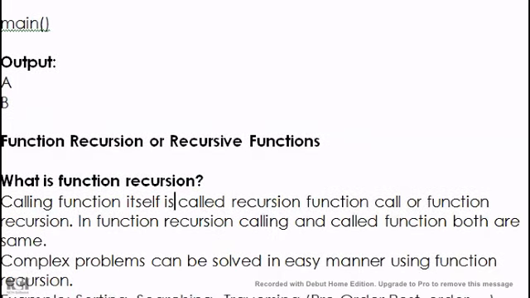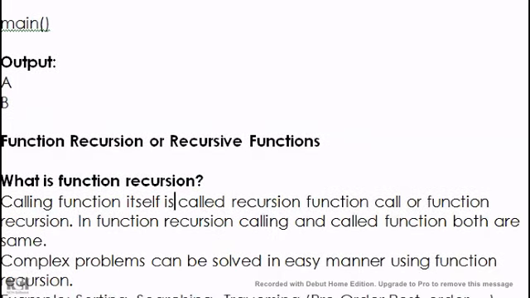For example, see here, function recursion is evaluated using which data structure? The stack data structure. The evaluation of function recursion is done by using one data structure, and the name of that data structure is stack, right? And the stack follows last in, first out.